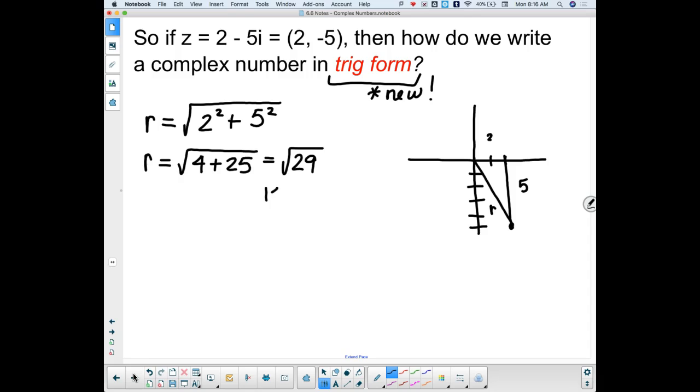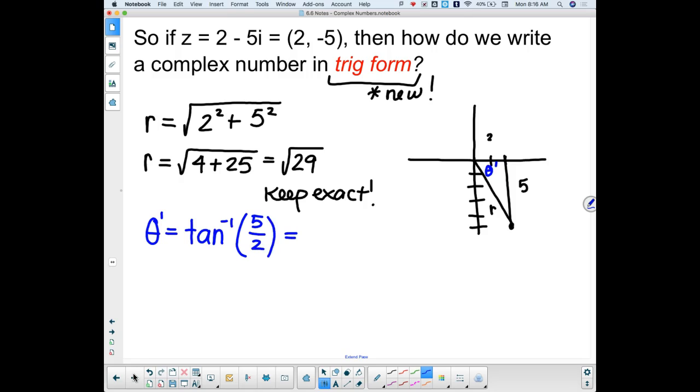Okay, so the complex point is square root of 29 units from the origin. Now we've got to find our theta. Okay. So theta, it's a reference angle because we're in quadrant number 4. It is equal to the inverse tangent of 5 divided by 2.